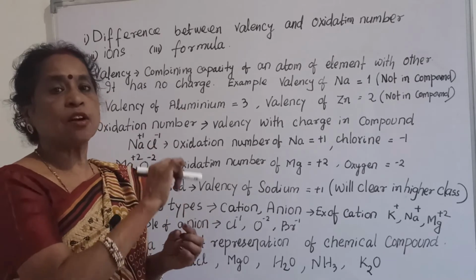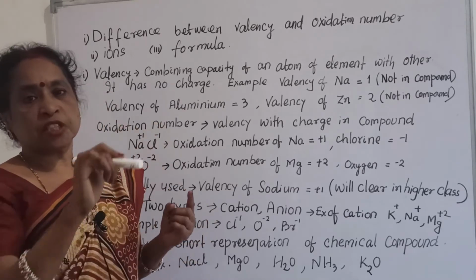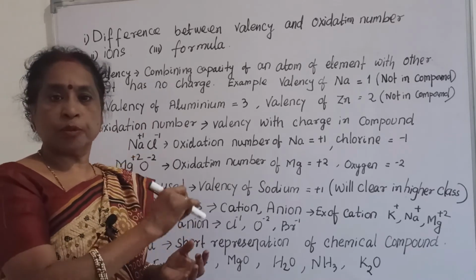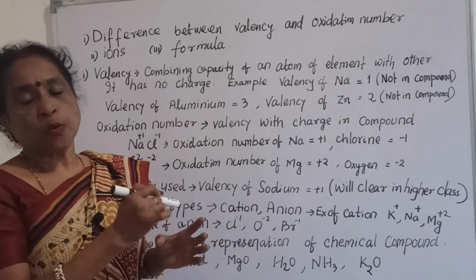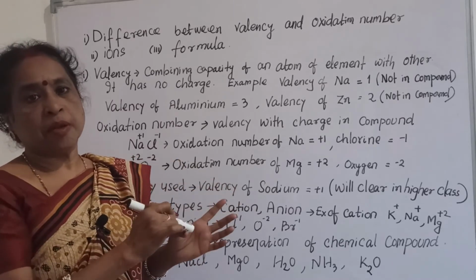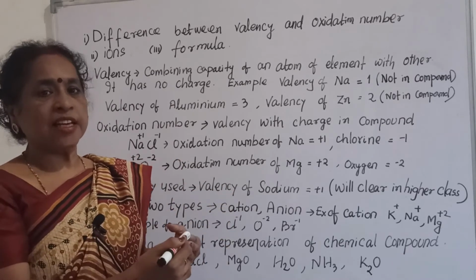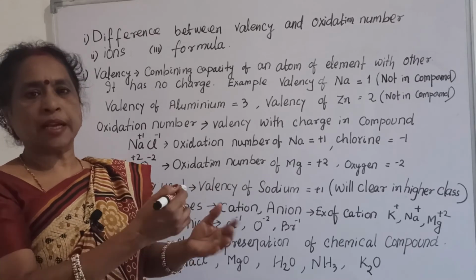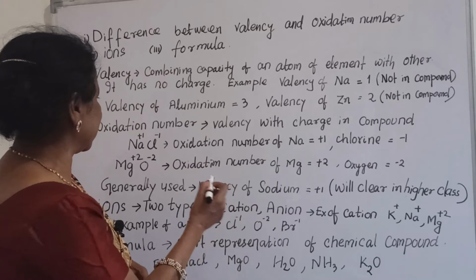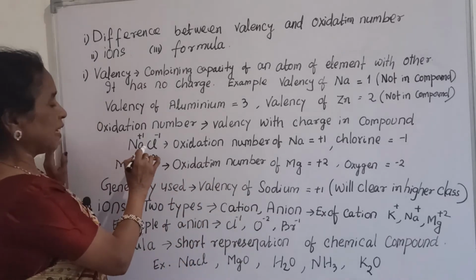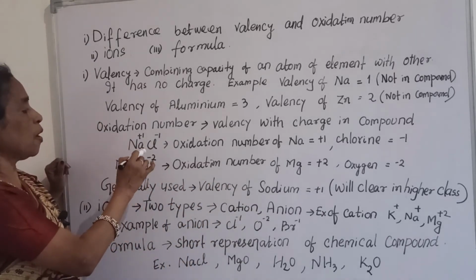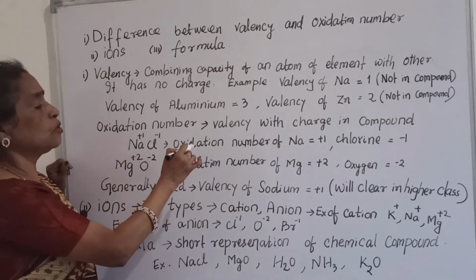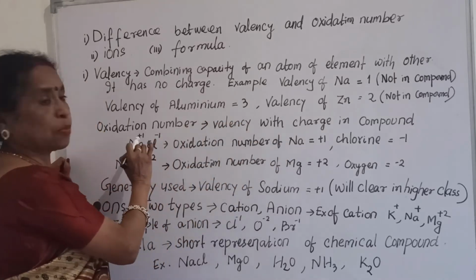When? In the compound, in the combination stage. Suppose, for example, water, or sodium chloride, we can say what the oxidation number is. But generally we tell the valency of sodium as +1 and of magnesium as +2, like this. See here, NaCl is a compound. In a compound we do not use the word valency; you can use oxidation number of Na, +1.